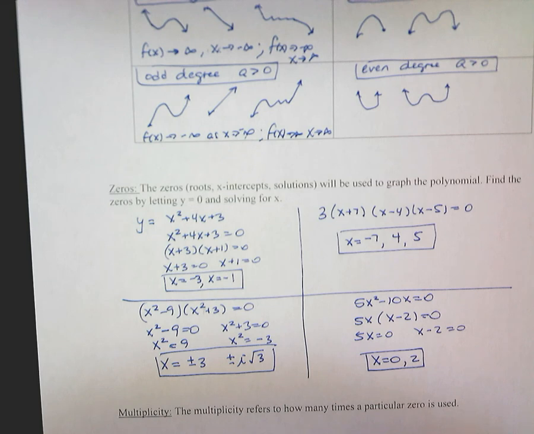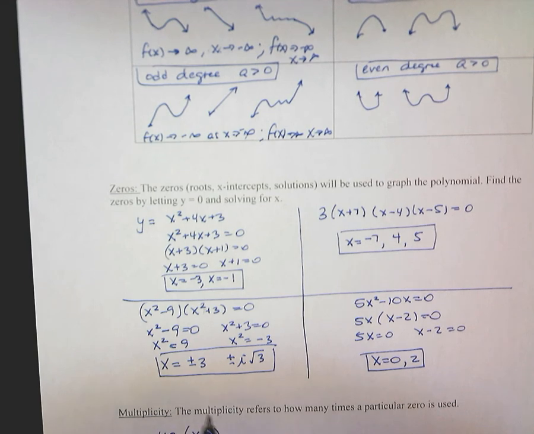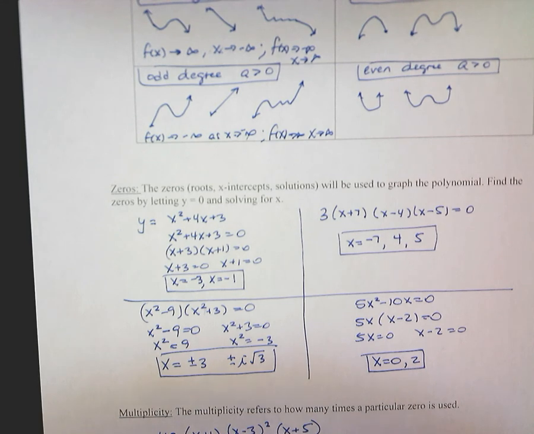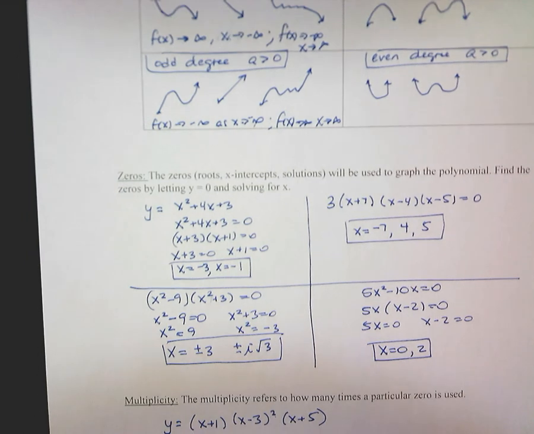Well, let's talk about the multiplicity. I almost forgot about the multiplicity. The multiplicity is how many times a particular 0 is used. So if I had the equation y equals x plus 1, x minus 3 squared, and x plus 5, negative 1 has a multiplicity of 1. It's used once. Three is used twice. It's squared. So its multiplicity is 2. And then negative 5 is only used once. So it has a multiplicity of 1.